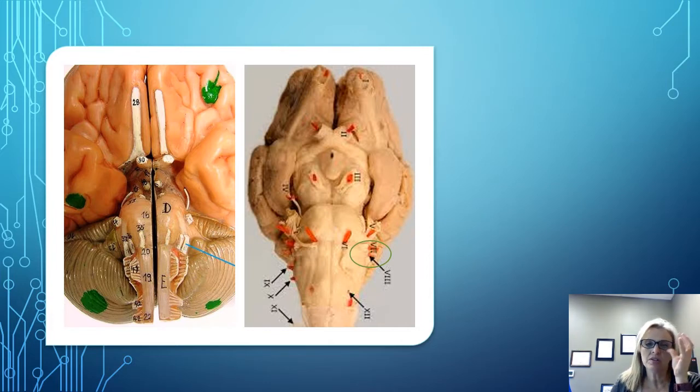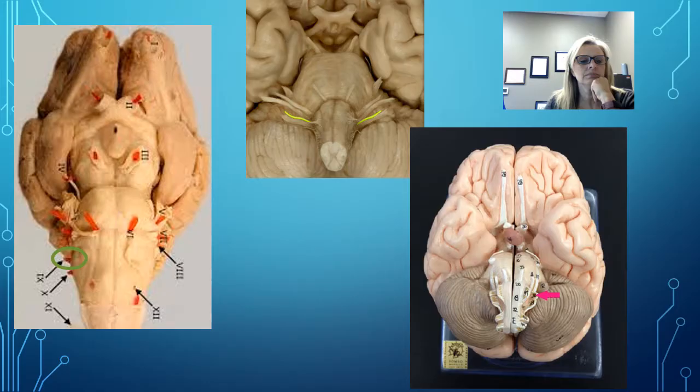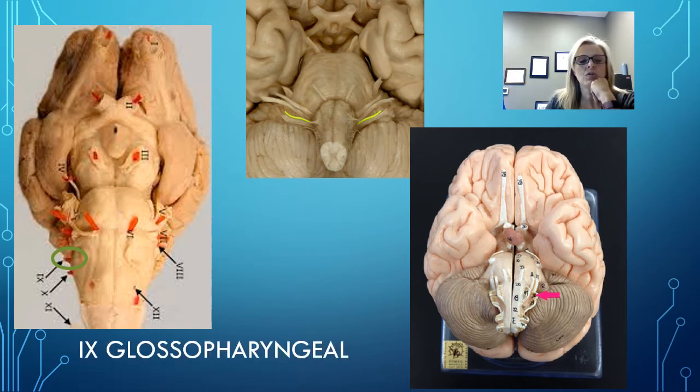All right, so this one is a little bit harder to tell, so you need to pay attention to where it's at, because you got 2 that are really close by here. This one has 2 correct names. This can be the vestibulocochlear or the auditory cranial nerve. All right, so this is another one to pay close attention to. It's related to the tongue. This is the glossopharyngeal.